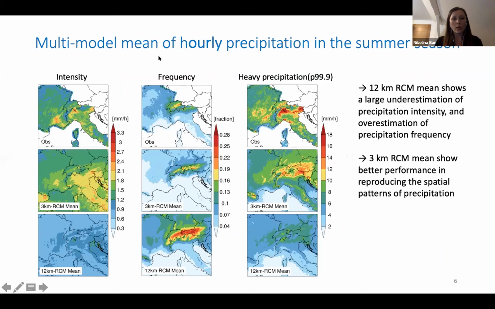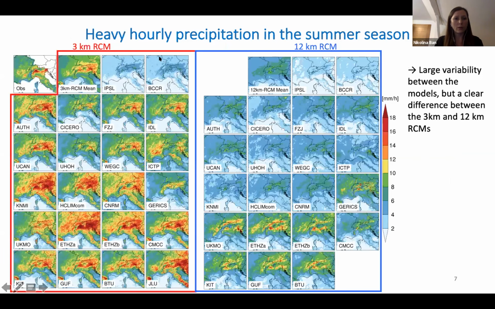And the 3-kilometer model on the other side performs much better. So these two slides were shown as a multimodal mean, but we can also see what's the difference between different models that we have in this ensemble of simulations. And so this is what you can see in this slide. So you have different models at the 3-kilometer resolution on the left-hand side, and then different models with a horizontal resolution of 12 kilometers on the right-hand side.